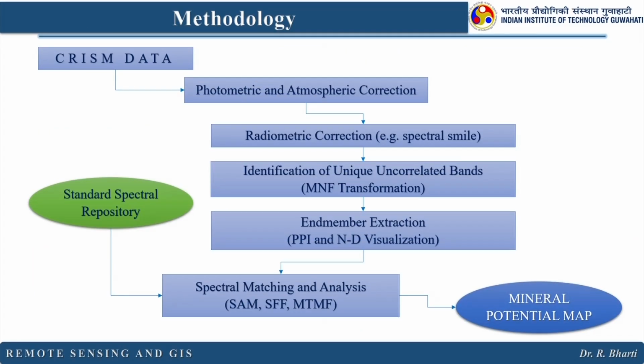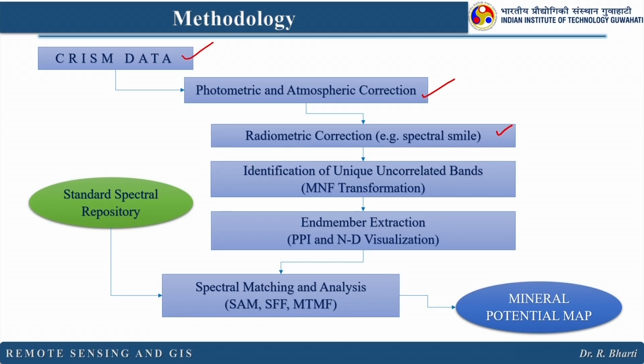So, what method have we used to solve our purpose here? First we started with CRISM data. CRISM is hyperspectral data, so it needs to be corrected for photometric and atmospheric effects, and then you have to do the radiometric calibration. And once your data is corrected for the photometric, atmospheric and radiometric errors, then you can use this data to derive the end members. I hope you remember the basics of hyperspectral.